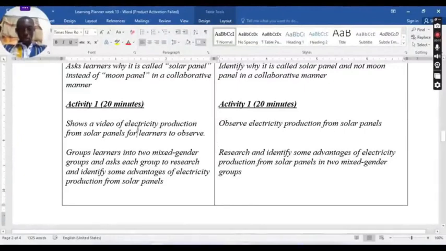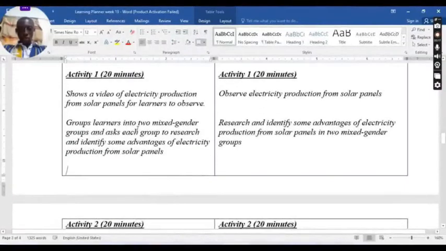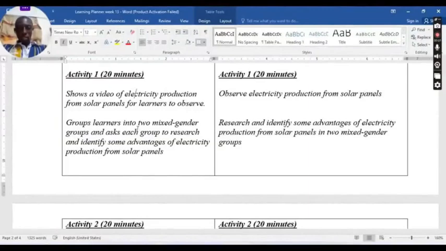Activity 1 comprises what you will do or what you let the learners do so that they will understand the concept of electricity generation from solar panels. Of course, you have to read the TM, the teacher manual, to give you a guide on how it has been explained in it. You will see it over there in the teacher manual. Now let's look at my activity. It shows a video of electricity production from solar panels for learners to observe.